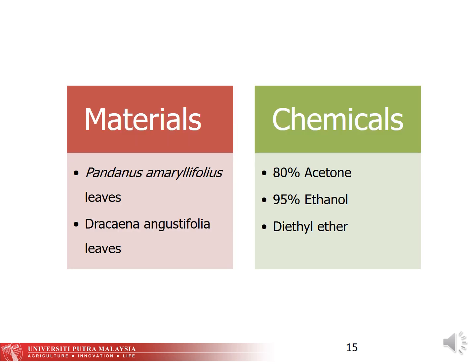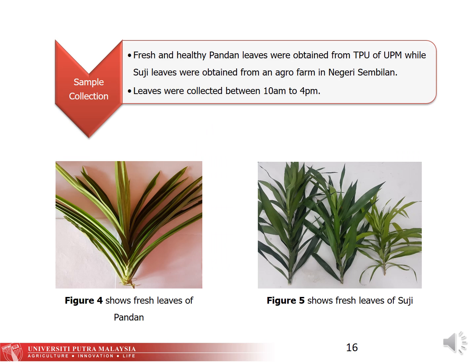Now I'll proceed with the methodology. Firstly, the materials used for my research are Pandanus amaryllifolius leaves and Dracaena angustifolia leaves, while the chemicals used were 80% acetone, 95% ethanol, and diethyl ether. For the methods, I will start with sample collection. Fresh and healthy pandan leaves were obtained from University Agriculture Park of UPM, while Suji leaves were obtained from an agro farm in Negeri Sembilan.